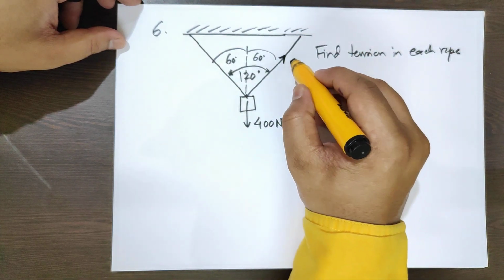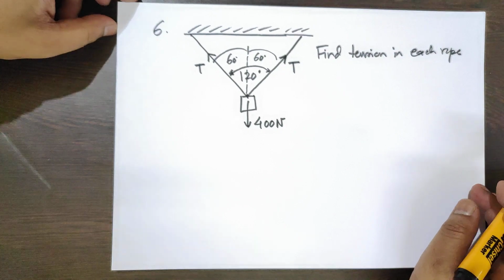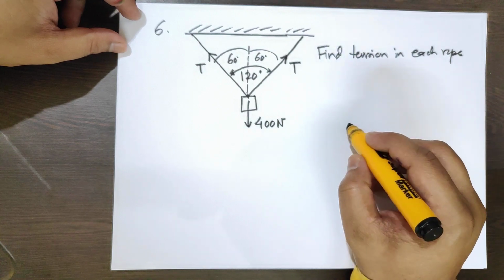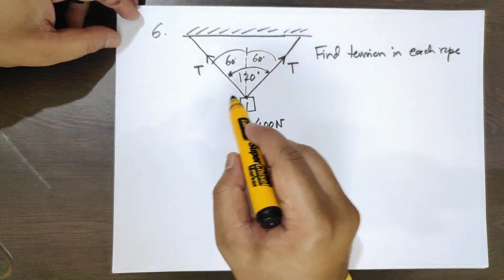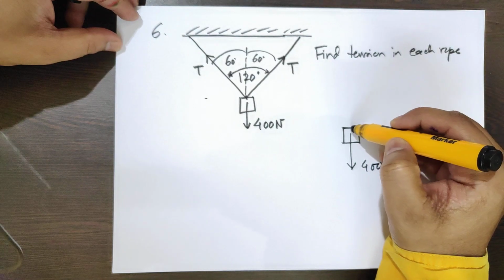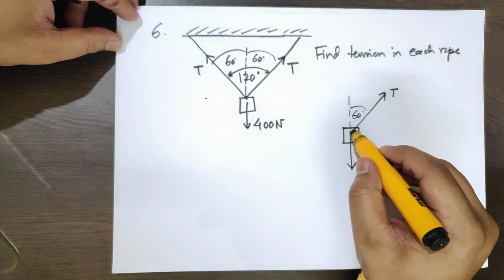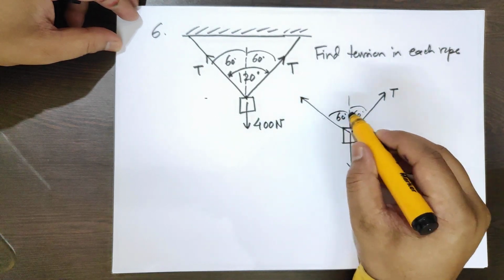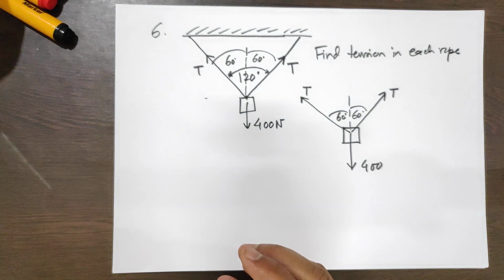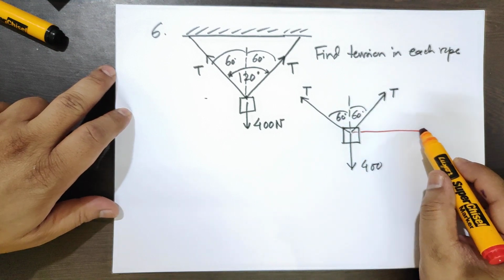Okay. So the tensions in the ropes will act like this. They will pull, and from symmetry you know that tensions will be equal in both the ropes. So you can proceed with the diagram here. The free body diagram is this. These are the forces: 400, and T here, 60 degrees with vertical, and again T here, 60 degrees with vertical. I think a similar problem we have done, but we have to do it more than once to get used to. This is quite a new thing.